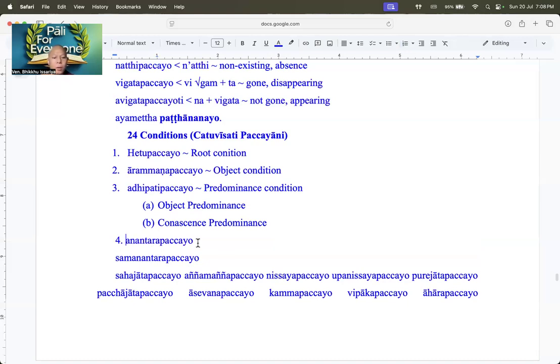So now the Anantara. Anantara is proximity condition. Later also, I will explain again how proximity works. And then contiguity. That one is synonymous with proximity actually. So contiguity condition.